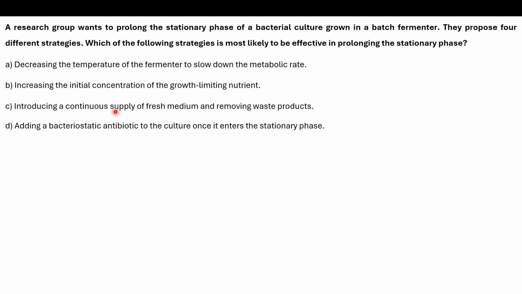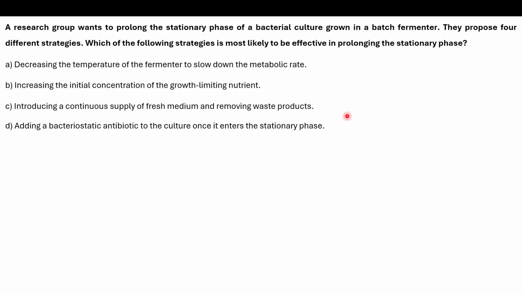Or one can introduce a continuous supply of fresh medium and remove waste products, or add a bacteriostatic antibiotic to the culture once it enters the stationary phase. So in general, what happens in a batch fermenter is there's no fresh inoculum added, and the waste materials from the growing cells keep on accumulating. So if we really want to prolong the stationary phase, an ideal scenario would be to introduce a continuous supply of fresh medium and remove the waste products.